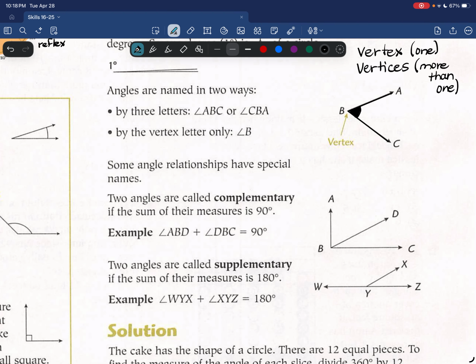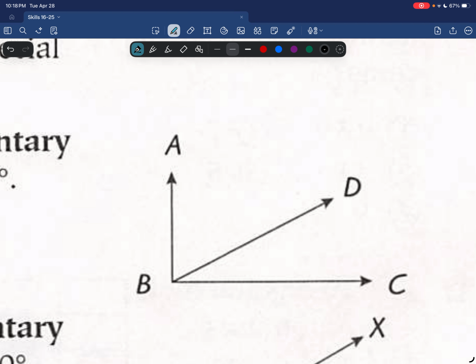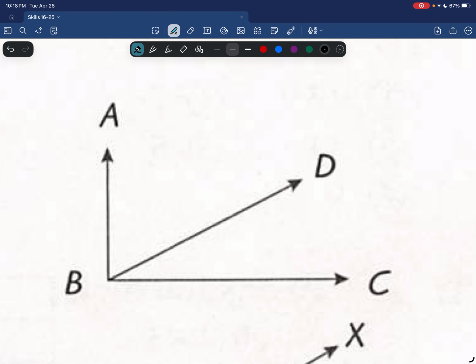Some angle relationships have special names. 2 angles are called complementary if the sum of their measure is 90 degrees. So if ABD and DBC equal 90, they're complementary. Let's look at that in a little more detail. Use common sense here. Don't get caught up in the words. Let's draw our 90-degree box there. So I know that A, B, C is 90 degrees.